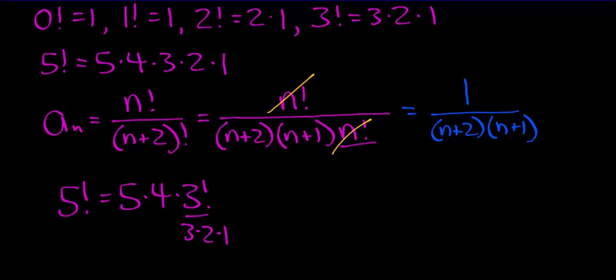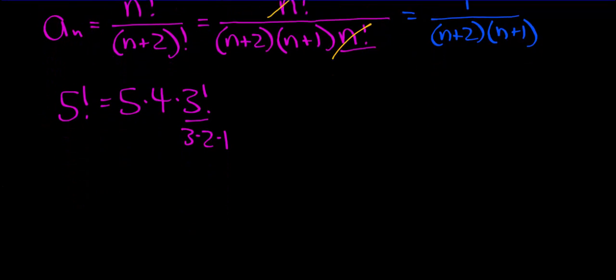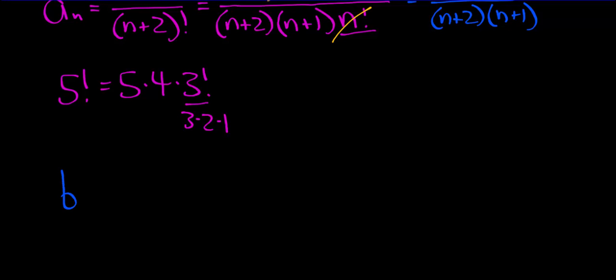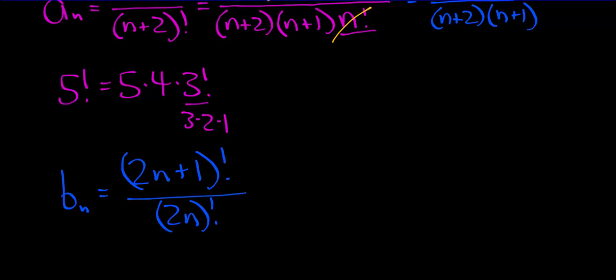But that's how I simplified that sequence that had factorials in it. Now you can do that for different ones. So let's suppose we have b sub n is equal to (2n plus 1) factorial over, let's say just (2n) factorial, like this. And we want to simplify that.